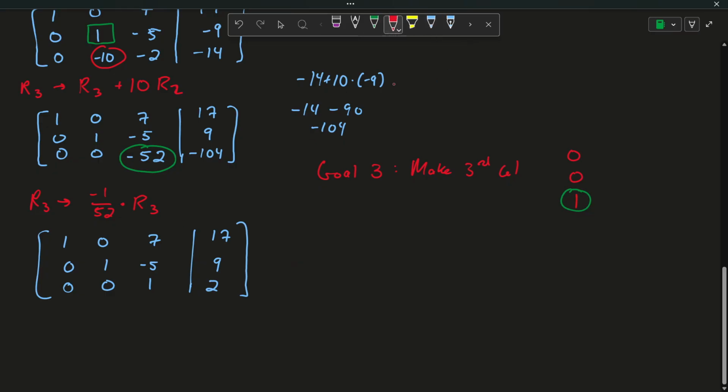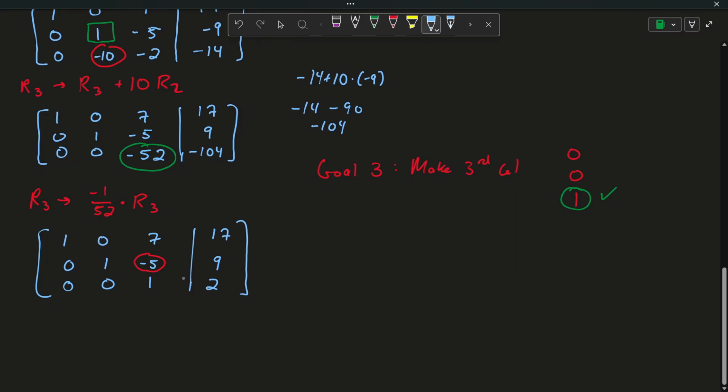Thank God, I'm over it at this point, to be honest. So now let's get rid of this negative 5, right? We got this guy done. So now we make these 2 zeros, and then we can finally go home to our families.